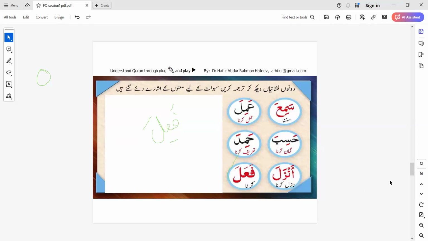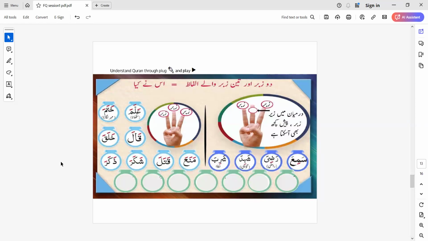So what did we learn today? Can you see the three fingers? Yes. So the first finger has fatha, that means zabar. The last finger has fatha again. The middle finger, what can we do with the middle finger? We can change it. So that means three fingers, three letters in one word. We can change the middle one, but we don't need to change the first or last. Keep the first and last.